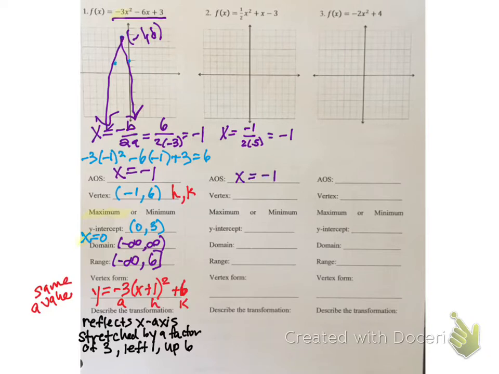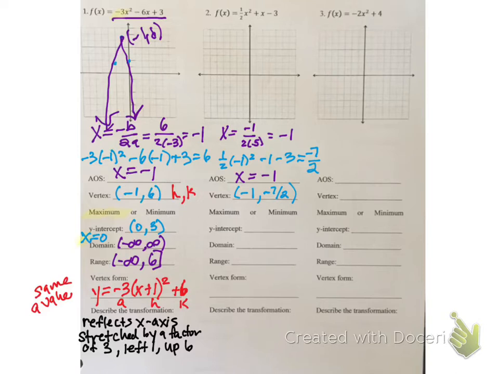When I plug negative 1 into the original equation, I would get 1/2 times negative 1 squared, minus 1, minus 3. So I end up getting my final answer as negative 7 over 2. So my vertex would be at negative 1, negative 7 over 2, which is about negative 3.5, for those of you that like improper fractions.